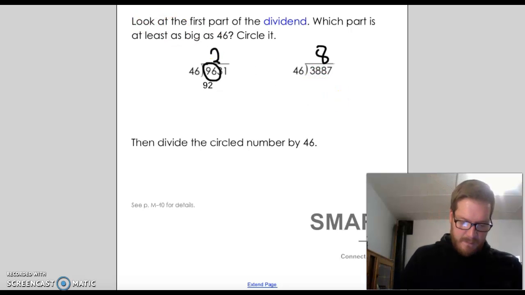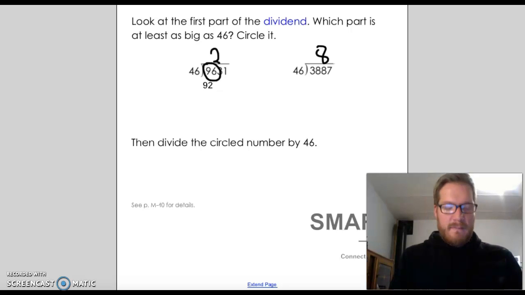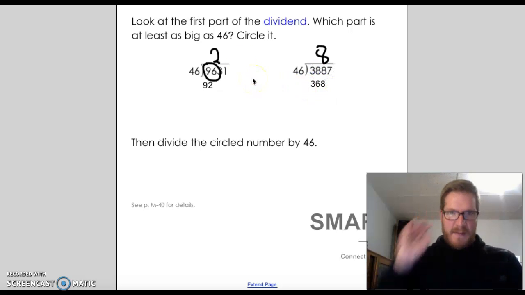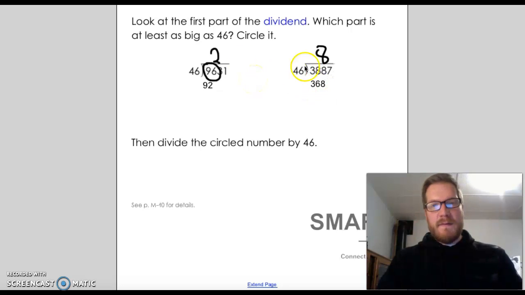46 times 8 gives me 368. And then I can do that subtraction, which would just give me 20 as the difference. So 8 is the right one.